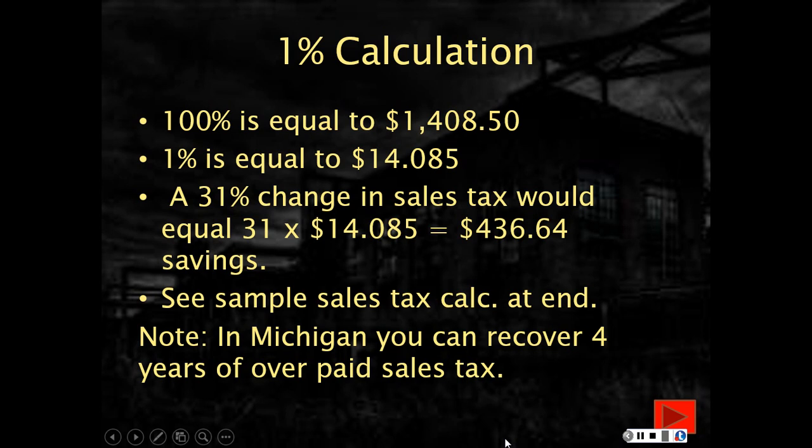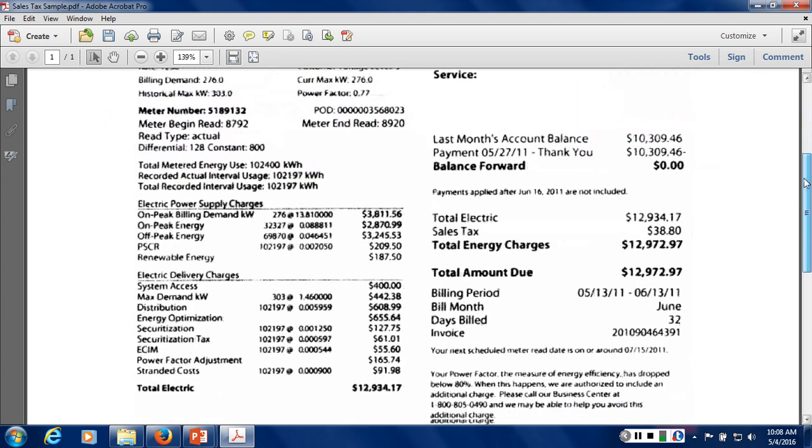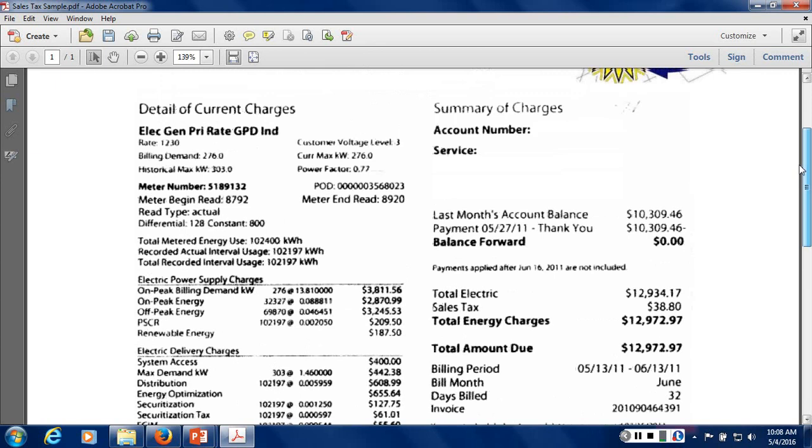So let's for a second take a look at this sample bill found at the end of your lecture notes. So this sales tax exemption, if we look at the bill, the first thing we said is we need a subtotal. In other words, a pre-sales tax. Well, here's the total amount paid by the company. Here's the sales tax. And on this particular bill, there is a subtotal, $12,934.